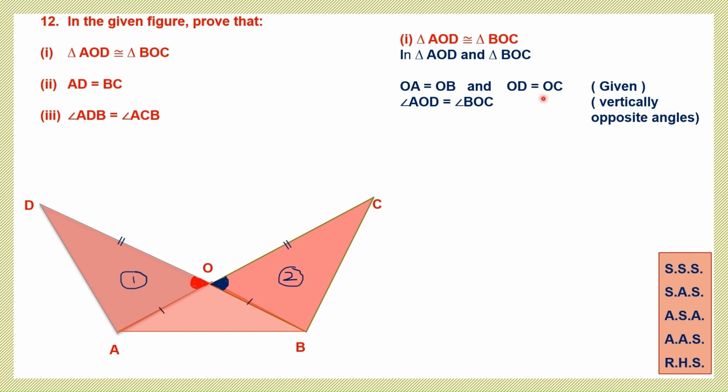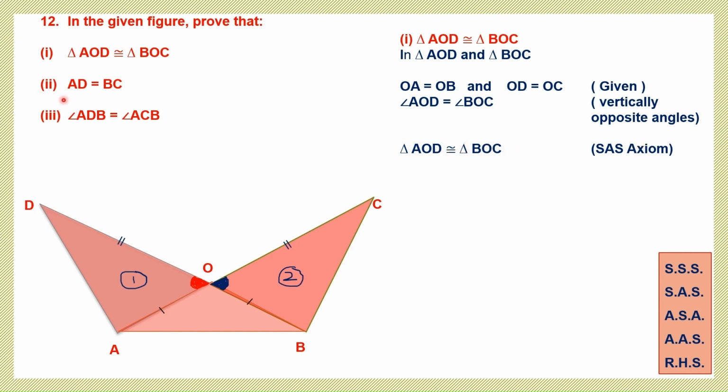So now what do we have? We have two sides that are equal and the included angle is also equal. So we can use this axiom, side, included angle, side. So we can say that these two triangles are congruent. The two triangles are congruent based on the SAS axiom. So we have proved this.